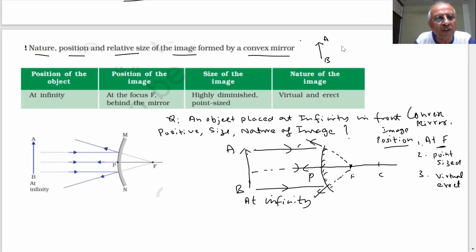As you can see, this is the object. These are the rays of light drawn to the scale. So when position of the object is at infinity, the position of the image is at focus, and this focus is behind the mirror. It is a convex mirror. The focus is behind the mirror, important. This focus is not in front of the mirror. It is behind the mirror. Important point, student. And this is point sized, or we say highly diminished. It is virtual and note down. Note down, student, everything. The image formation by convex mirror, very important. Note down.